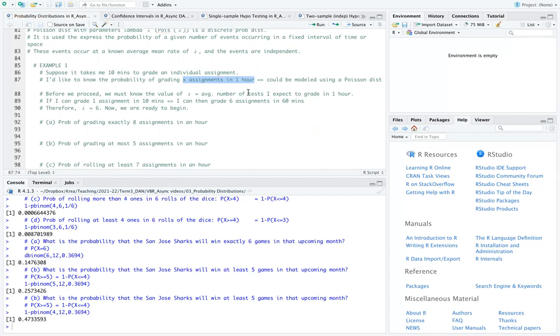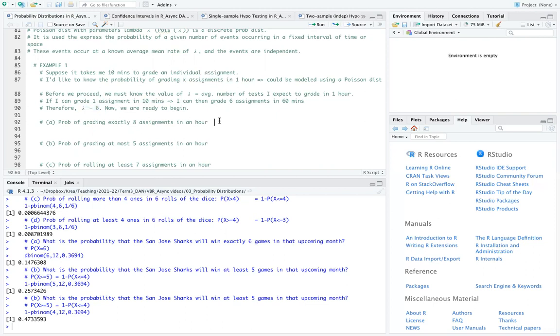Now, the first step to solving problems with Poisson distribution is to understand and figure out what lambda is. Now, lambda is the average number of events that occur in the given interval. On an average, how many calls do you get? How many children are born, and so on. So in this case, lambda will be how many assignments I can grade in an hour on an average. So we're told that I can grade about 1 assignment in 10 minutes. And therefore, I should be able to grade 6 assignments in 60 minutes, which is an hour. Therefore, on an average, I can expect to grade 6 assignments in 60 minutes, so I can say that my lambda is equal to 6. So now we're ready to begin.